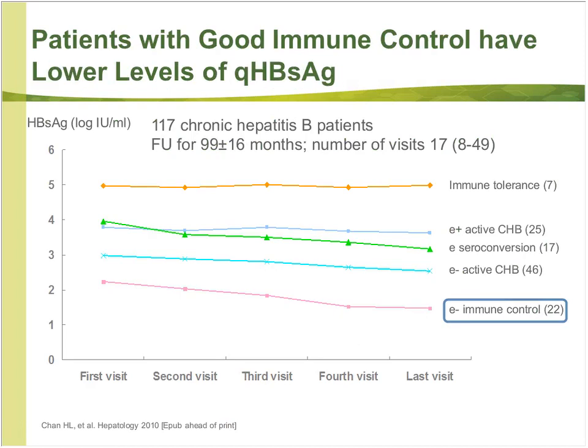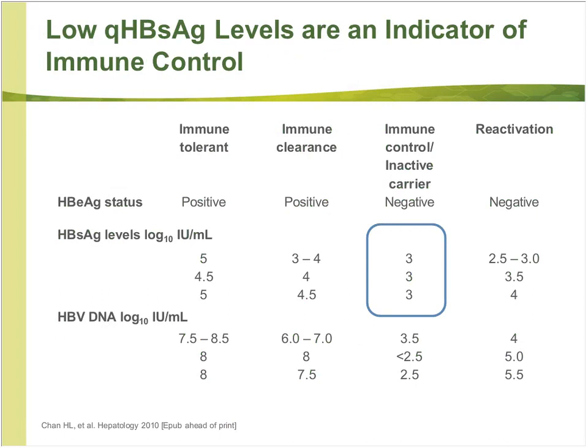Now, if patients have good immune control, that means their immune system is controlling that virus, they may have a low level of S antigen, and the S antigen may be declining over time. If that S antigen is declining on its own without intervention, without a therapy, you may decide that you're not going to start therapy. You're going to see if that patient's going to S clear on their own naturally.